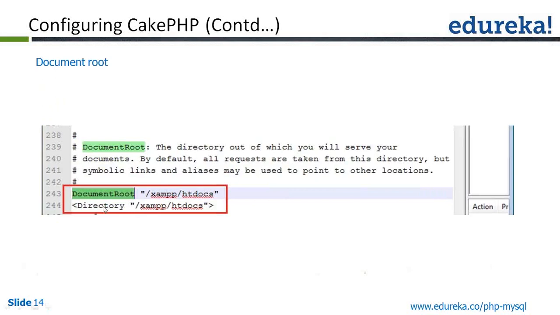So Edureka is giving all the things in a proper manner. You can see this very clearly. c:/ also may be there, so they have not given that. Maybe it is in D drive. It will be corresponding to that. htdocs is the document directory, document root. You can see all requests are taken from this directory.